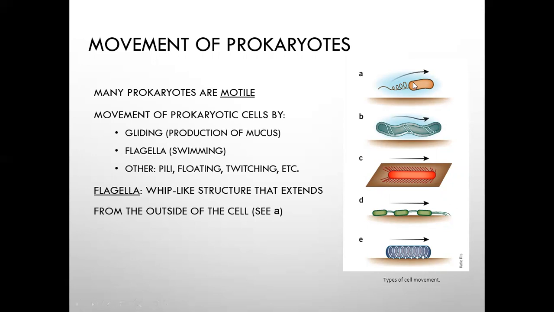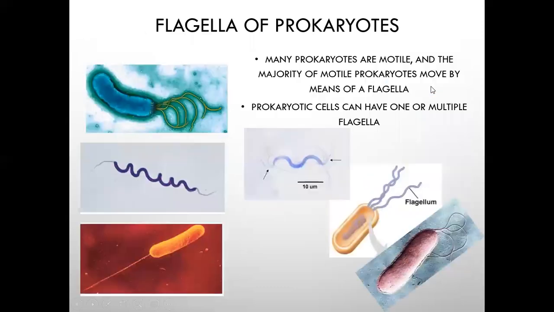So you can see here in A, we have one flagella right here, or flagellum. Sometimes they can have one, sometimes they can have many. It just depends on which group we're talking about. And that can be a good characteristic for figuring out how to classify different groups of prokaryotes.